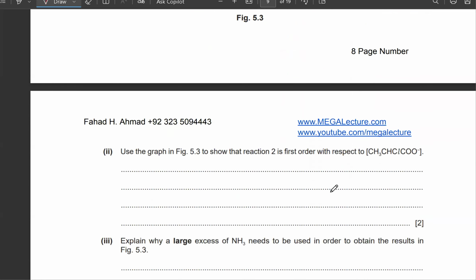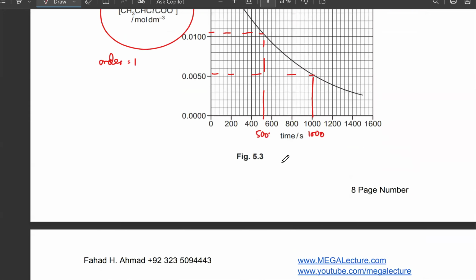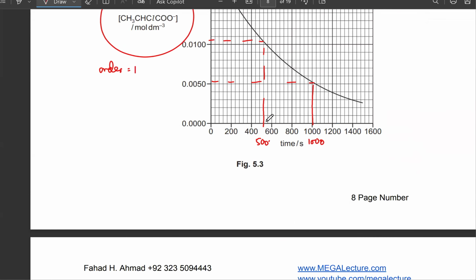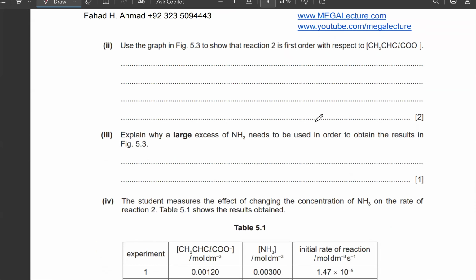Yes. Use the graph to show the reaction is first order with respect to this. We did show that. You draw the lines and you tell them that the first half-life is 500 seconds or something close to it if you measure it accurately, and the second half-life is also approximately 500 seconds. So that means it's got constant half-life. That means it's order one. Explain why a large excess of NH3 needs to be used in order to obtain the results. Because you want NH3 to play no role, to keep its concentration constant. Is that clear?